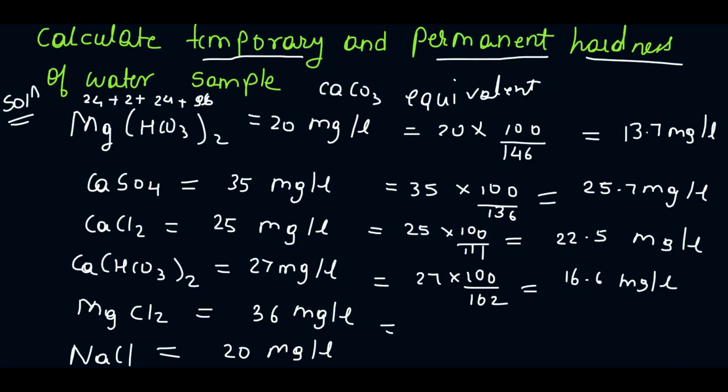What about MgCl2? MgCl2: 36 into 100 upon the molar mass of the MgCl2, which is 95. Then this will be around 37.8 milligram per liter. And what about NaCl? NaCl is neither a permanent nor a temporary hardness, so it is ignored.